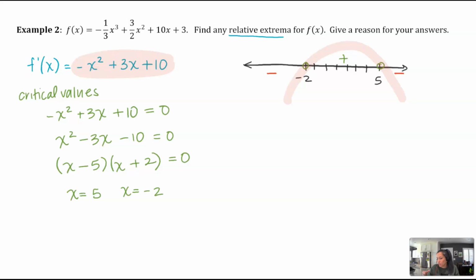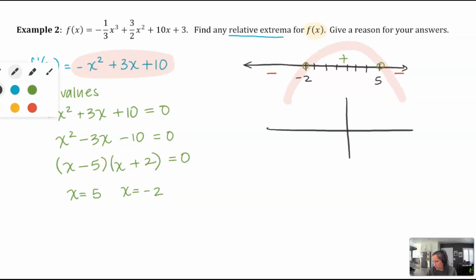Now, don't get confused by what's happening to our first derivative. We care about what's happening to the original function. We're looking for relative extrema on that original function, f of x. So let's sketch what's happening. We see a negative leading coefficient, odd degree. But what really matters is that we must be decreasing.